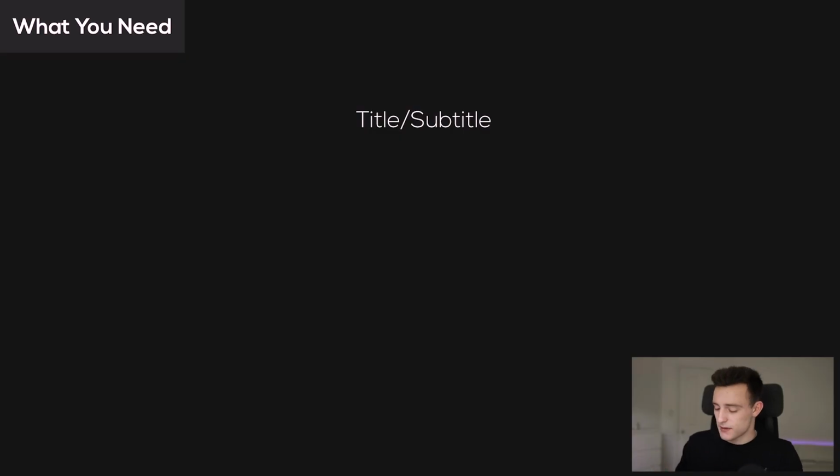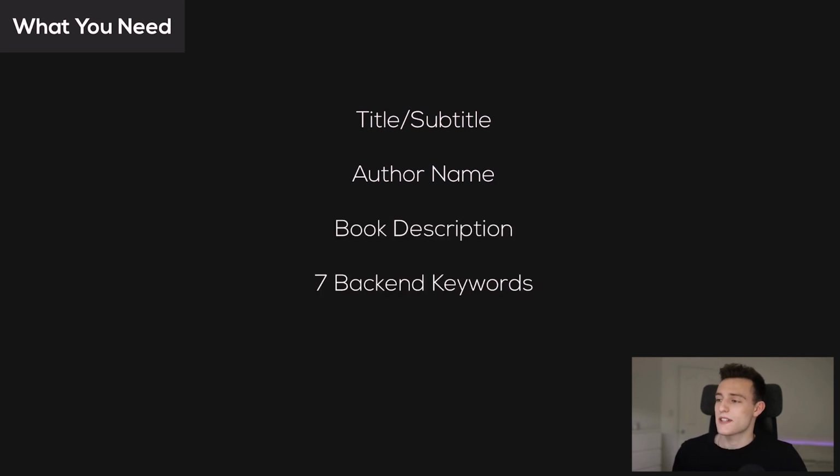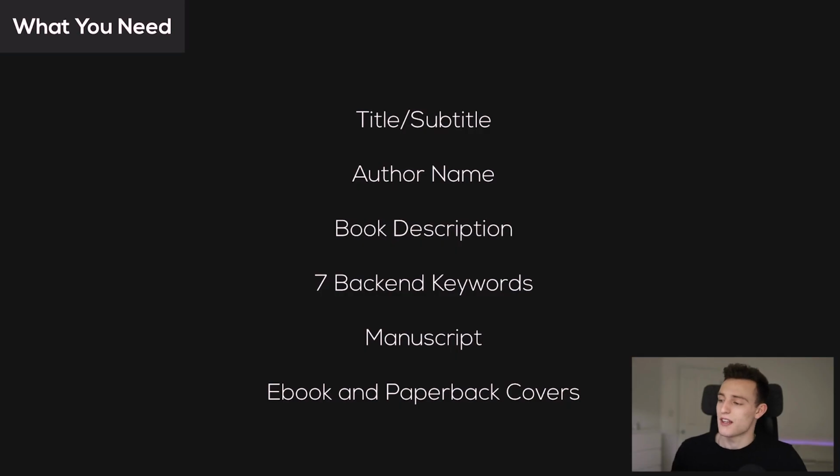So some things that you need when you're uploading your book to KDP. You need a title, a subtitle, you need an author name. This stuff should be pretty self-explanatory, but I'll make sure I put it in the video. Book description, 7 back-end keywords, a manuscript, obviously, so words or whatever is in your book, whether it's a low content book, DIY style book, or a long form book. Your manuscript, obviously need that, and your ebook and paperback covers.